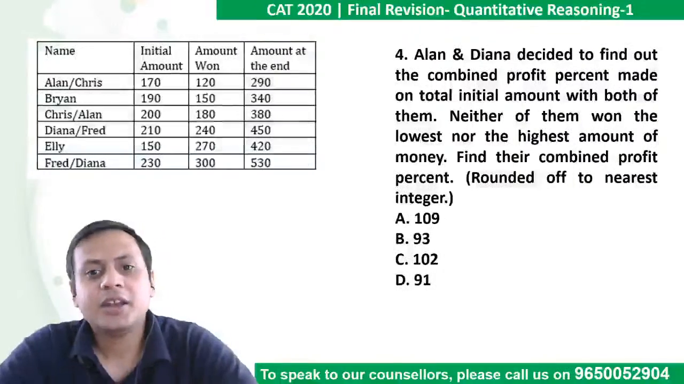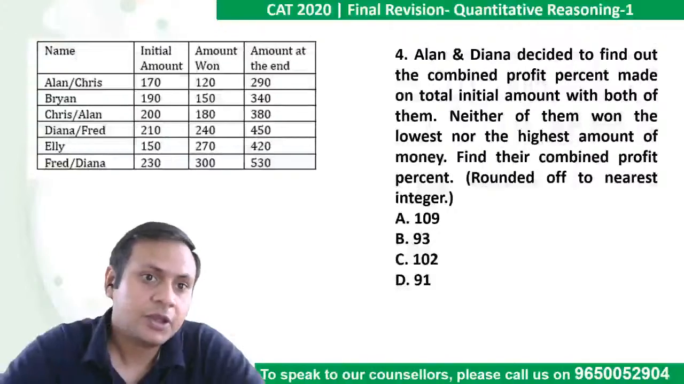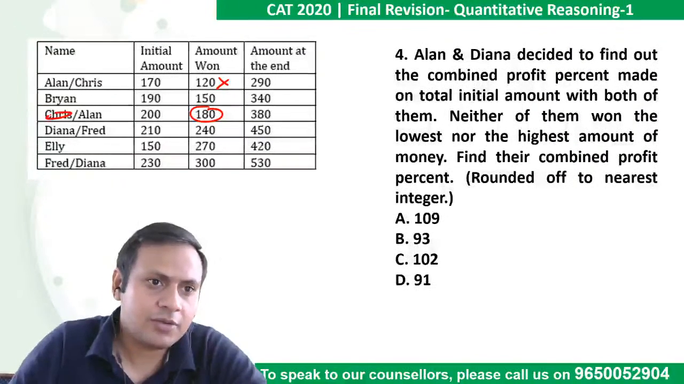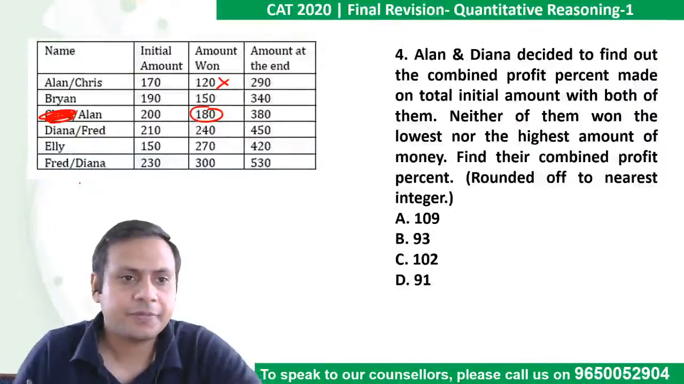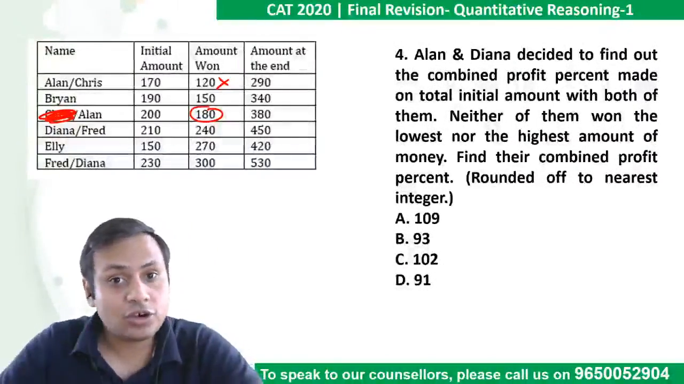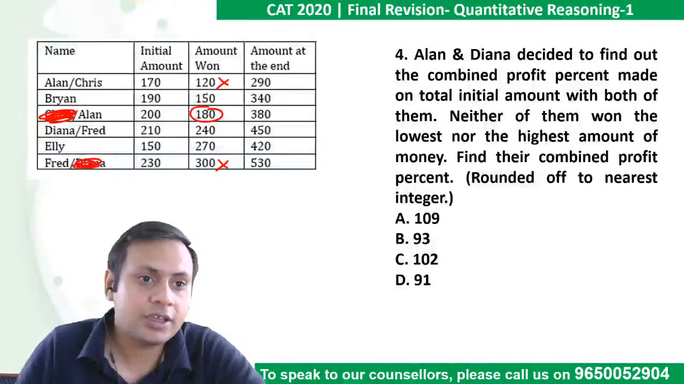Okay. Neither of them won neither the lowest nor the highest money. So Ellen did not win lowest. So Ellen must have won 180. So here we have Ellen here. Whereas Diana, neither lowest nor highest, so Diana cannot win 300. So Diana is not here. Diana is here. Okay.